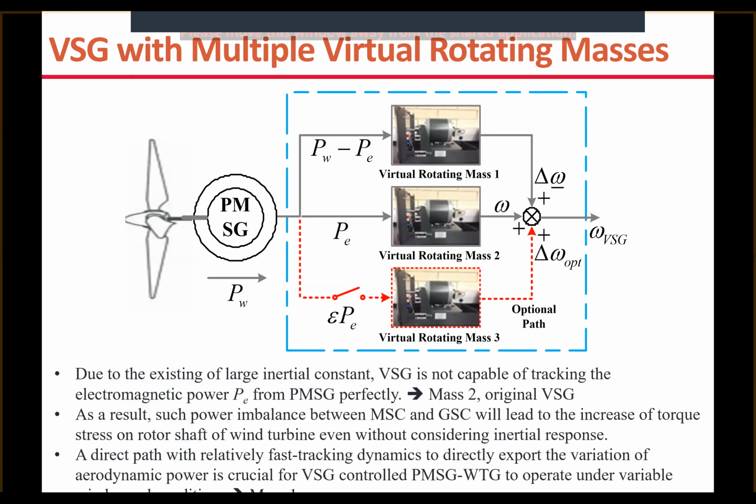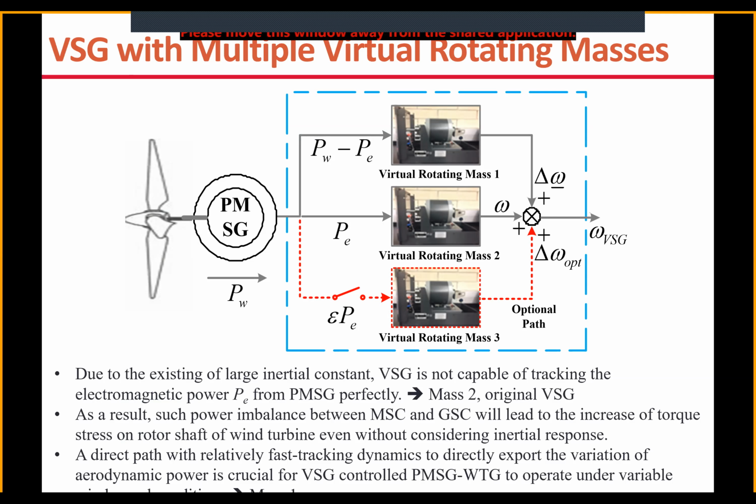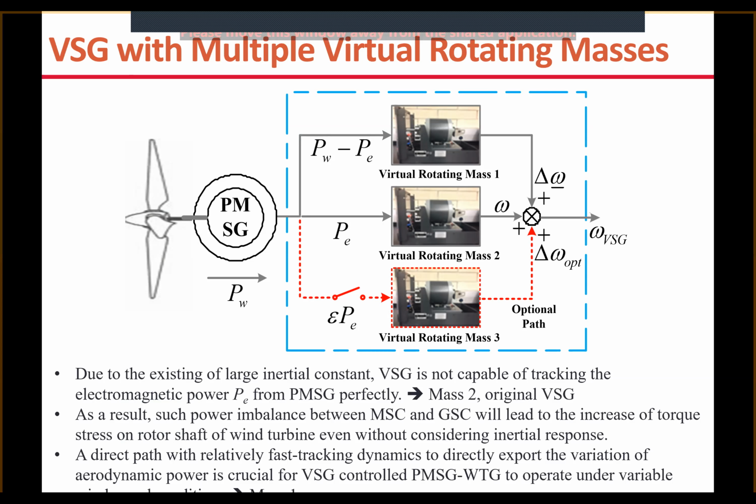Instead of doing adaptive control, where other people are publishing papers, we did research we called VSG with multiple virtual rotating masses. So that's our idea, and we also published a paper in the IEEE Transactions on Sustainable Energy.